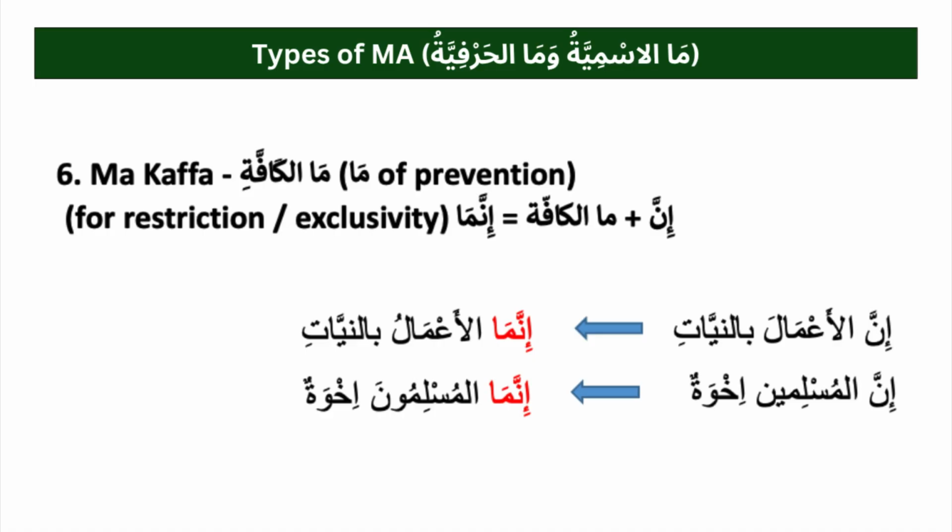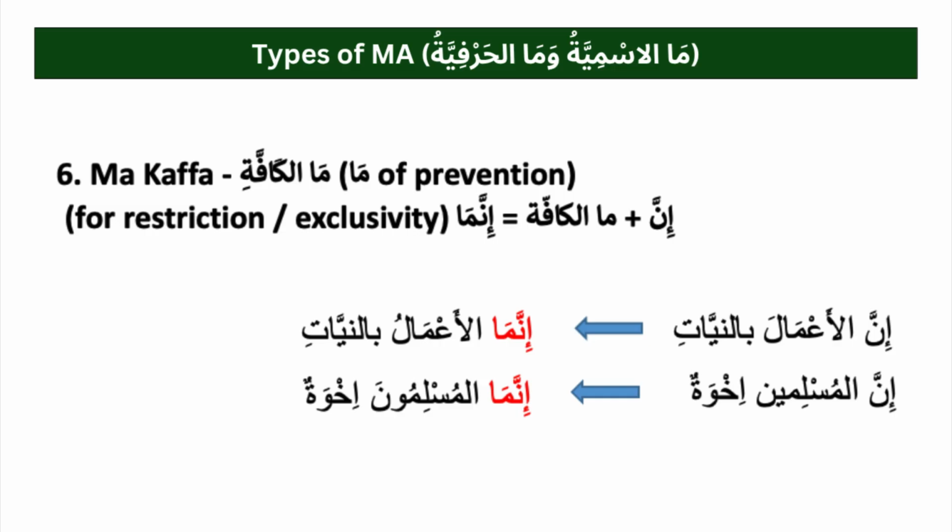The slide calls it ma of prevention and explains that it is used for restriction or exclusivity, especially in the structure inna plus ma equals innama. This is a very important rule. The slide explains that inna normally comes before a noun and forms a nominal sentence, but when it is followed by ma kaffa, its normal grammatical effect is cancelled. That is why the word kaffa is used here, because it prevents or blocks the normal effect.